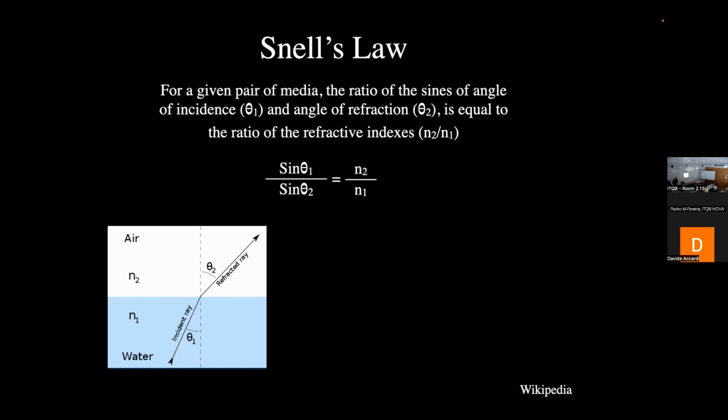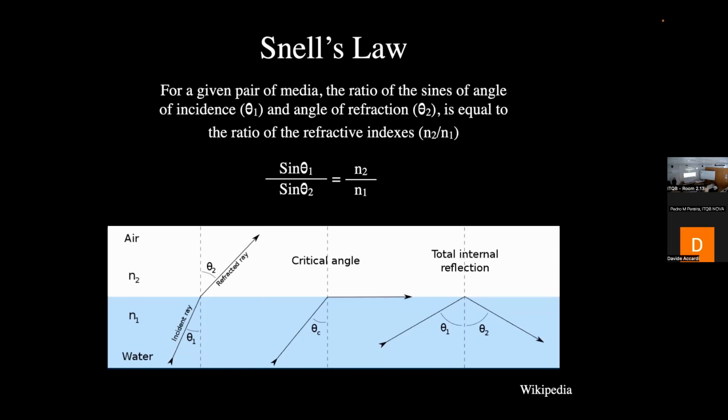Okay? And then you also know that there is a critical angle, for which basically the sine of θ2 will be 1. So that's why the light is traveling horizontally. And then beyond that angle there will be total internal reflection. Are you okay with this?